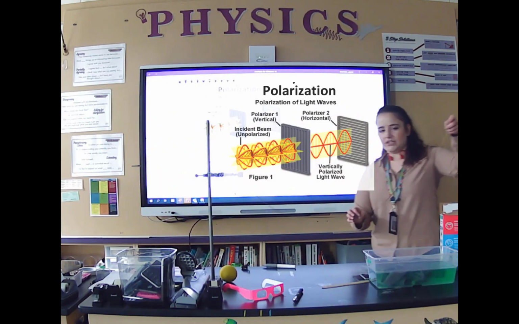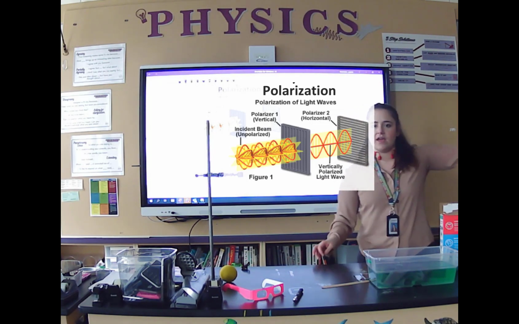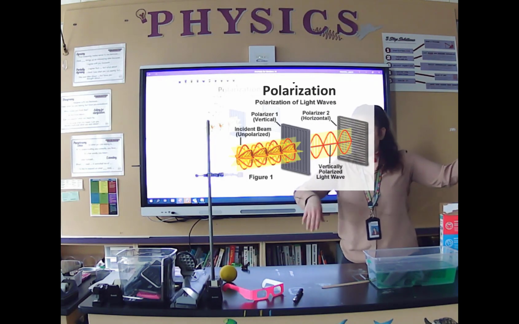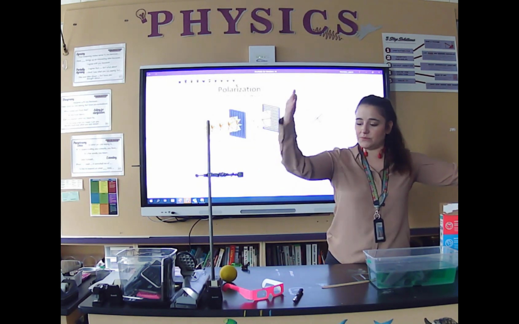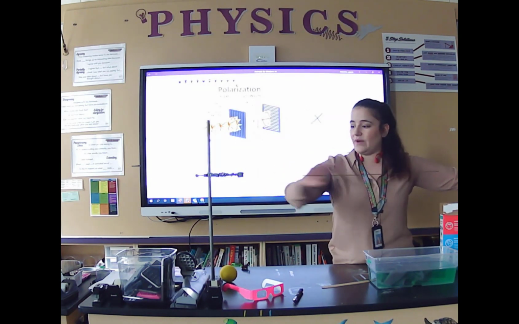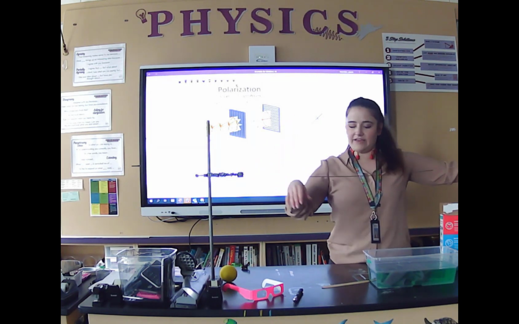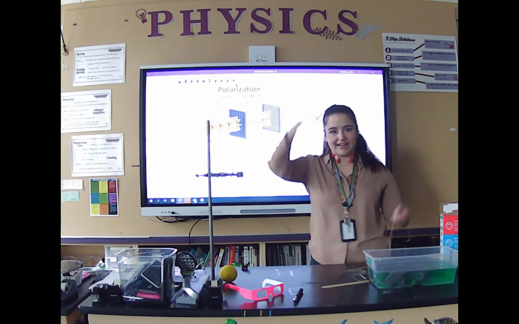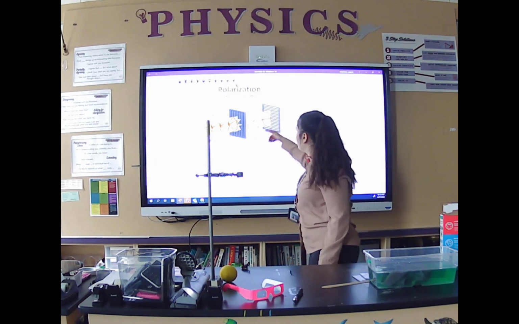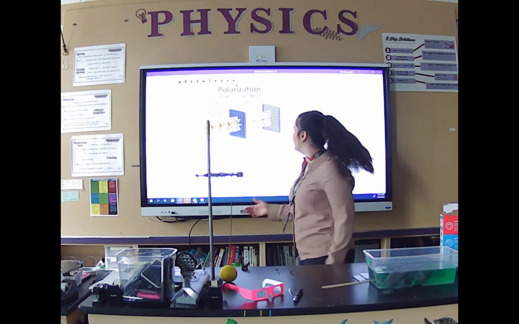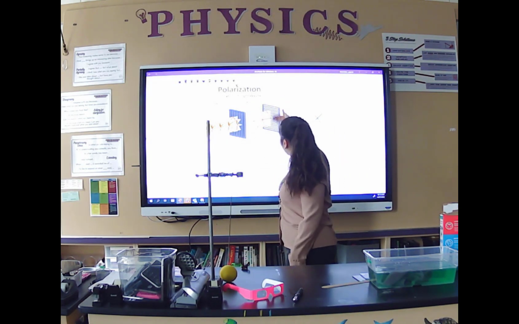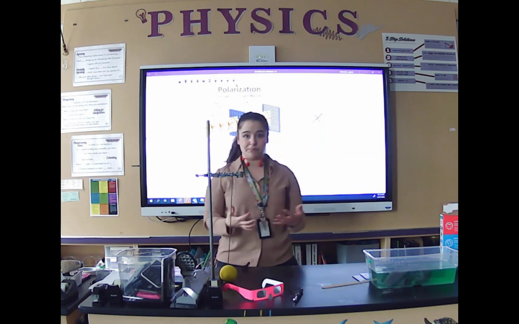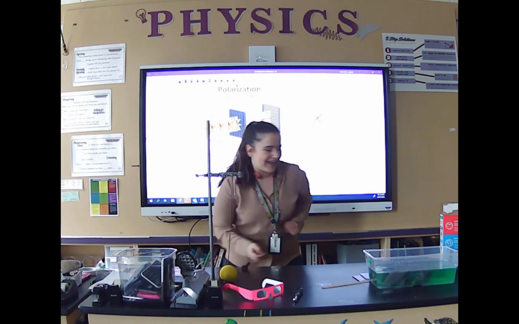So if you pictured this string here, and I'm sending vertical waves on this string, it's oscillating up and down. If I had a fence with vertical spacing here, that wave would make it through. But if I had a wave going side to side, and a fence with vertical spacing, it would not go through. So we can have two polarizers at different angles that can control and block light. Let me go ahead and show you.